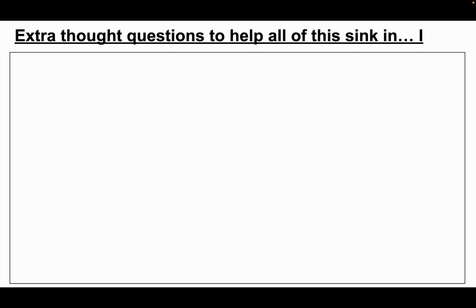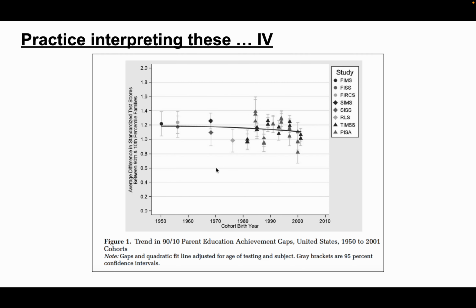Here's a couple more confidence intervals to practice. This one has a lot going on here, but what this is basically doing is giving the average distance in standardized test scores between the 90th and 10th percentile families across a variety of studies, across a variety of years, and this is just giving you a sense of how big the gap is.